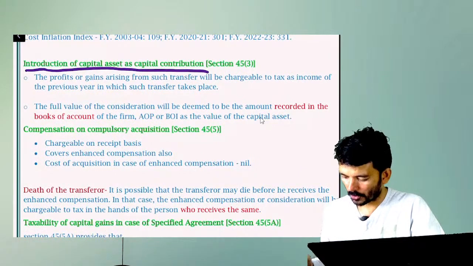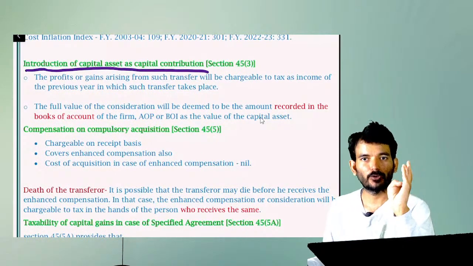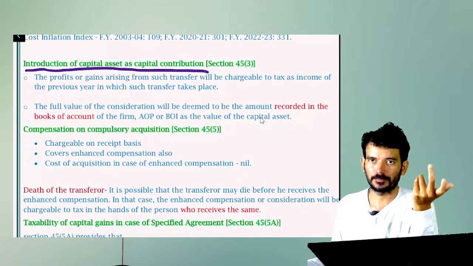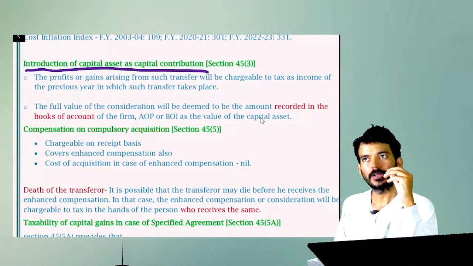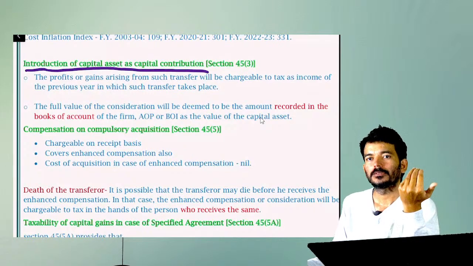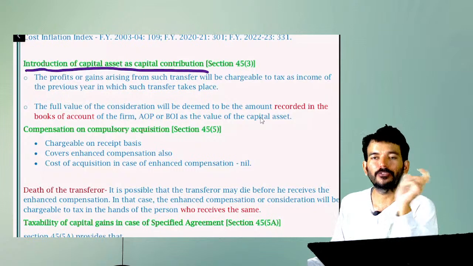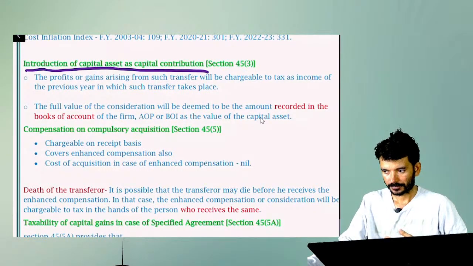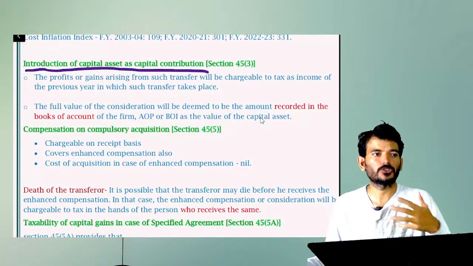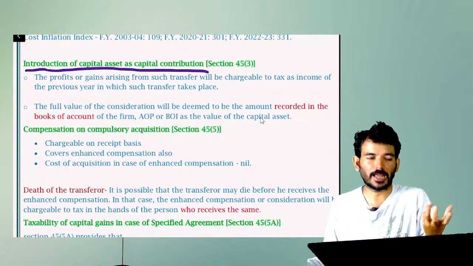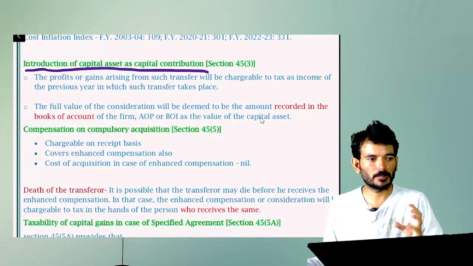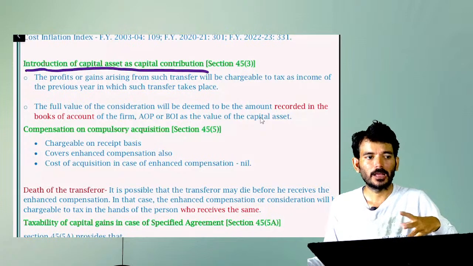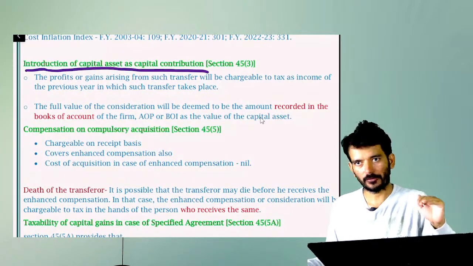Introduction of a capital asset as a capital contribution, 45(3). As I said, 45(1) is a general section, the default section, which says when you will pay it. Next, 45(3) is the section telling you that you can defer your payment of capital gain tax. Like, I'm a partner in a firm, or I want to join as a partner in a firm. I don't have capital. So what I'm saying is, boss, you can use my building for office purposes. So I'm contributing my building, my capital asset, as a capital contribution in a firm, right?